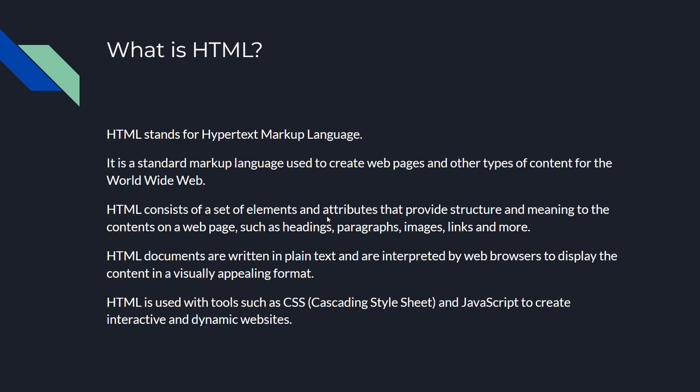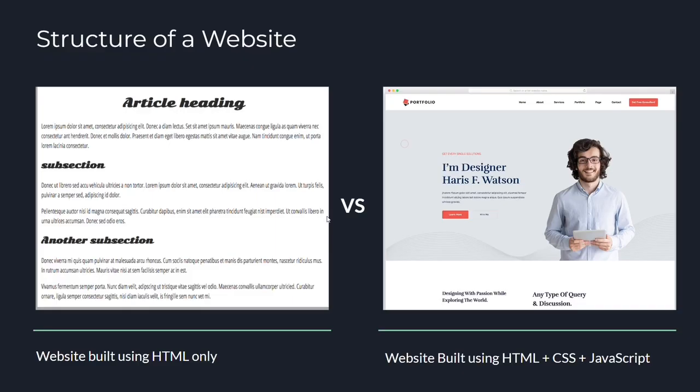HTML documents are written in plain text and are interpreted by web browsers to display the content in a visually appealing format. HTML is used with tools such as CSS, that is the Cascading Style Sheet, and JavaScript to create interactive and dynamic websites.